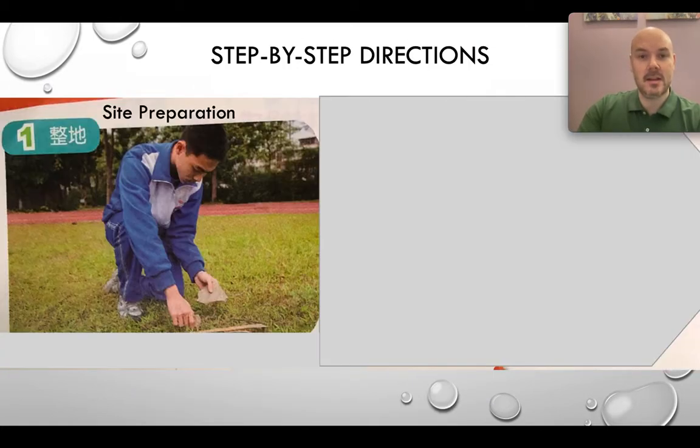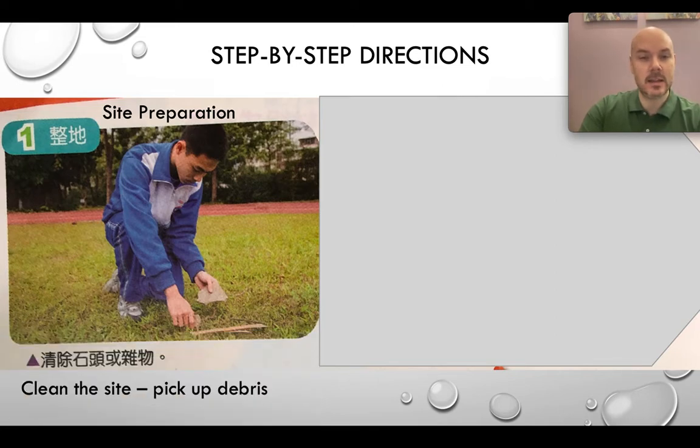First step in setting up your tent is site preparation. We need to get the area or the site ready. We need to prepare it. So what we need to do is clean that area. Pick up trash or debris, sticks, rocks that may be on the ground where we want to set up our tent. This is for a couple reasons.